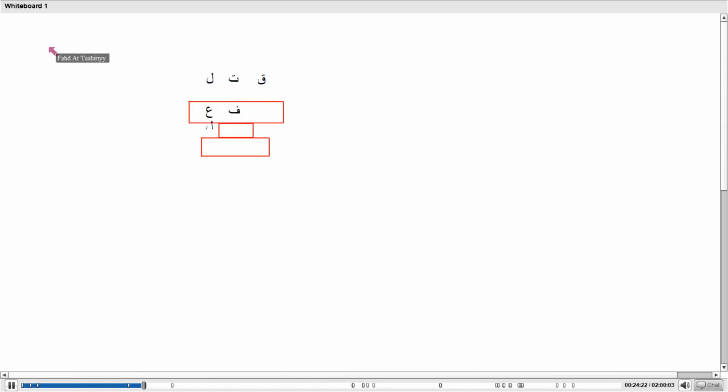Now here, what happens if you double this letter? If you double this letter, which is a ta. Now what I'm going to do is double it, and place another ta here. So instead of having one ta, I'm going to put another one. So there are 2 tas now. Now, which letter did I double? Fa al-kalima or ayn al-kalima or lam al-kalima?